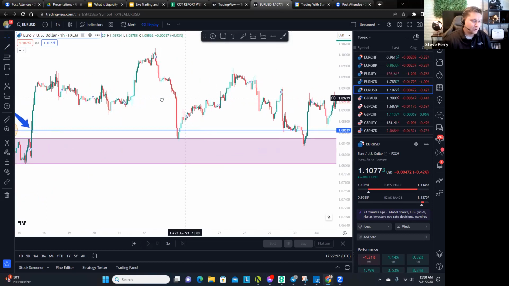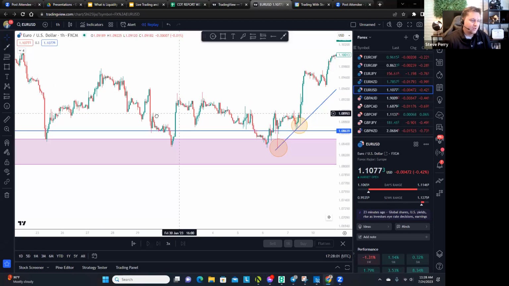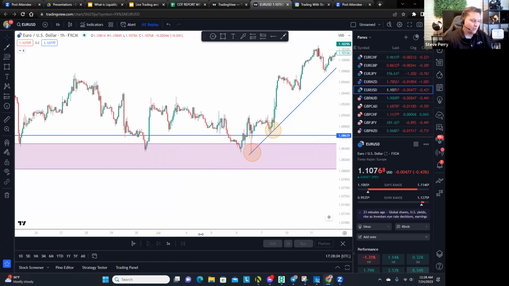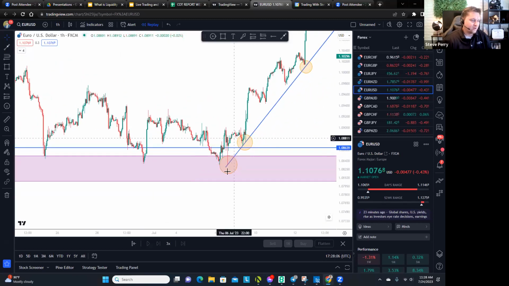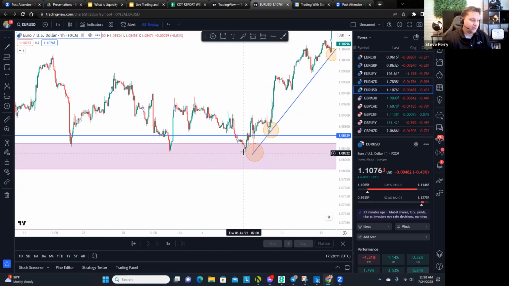Let's see, does this actually work out again? Yeah, it kind of works out again right here. Does it keep working out? Yeah, it actually worked out multiple times. You can see it touched right here again, and it actually did quite well right off of that purple area.